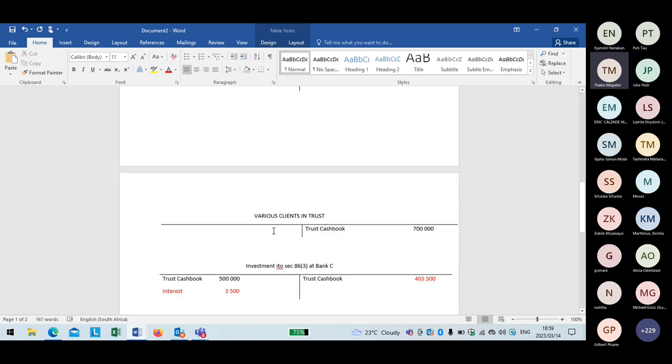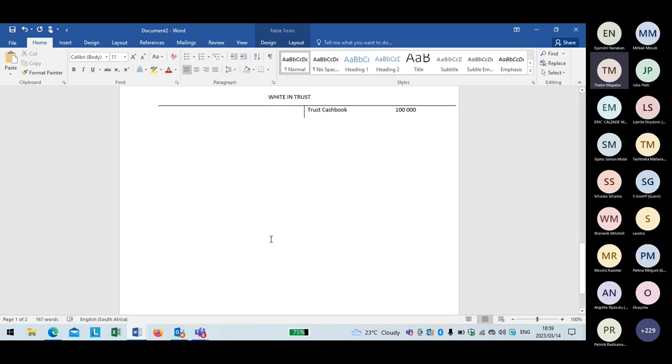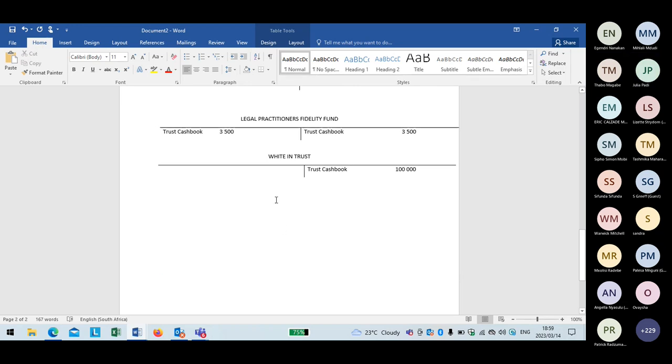So you'll remember that every time we take out client's money, we must debit the client. The only exception is when we are investing. Not so? Yes, sir. Right. So we are done with number 8, not so?